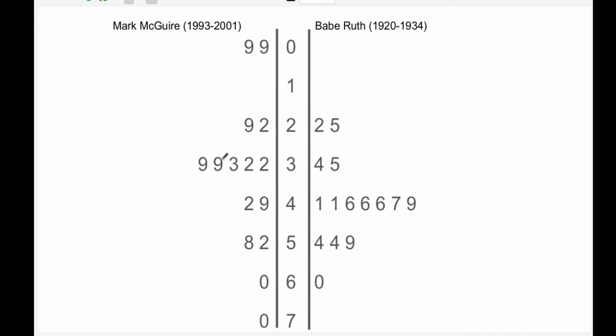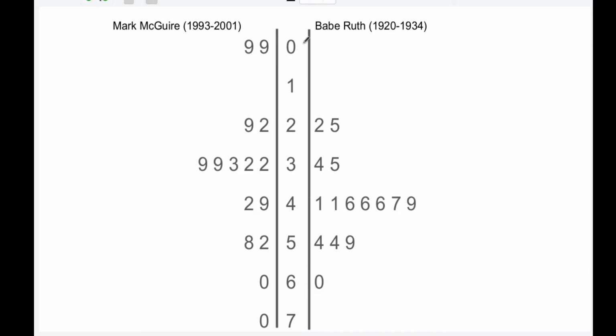We can see that Mark McGwire had more of his seasons with 30-some home runs, while Babe Ruth had more results with 40-some home runs, although Mark McGwire had the single season with 70 home runs, which is 10 more than the greatest achieved by Babe Ruth.